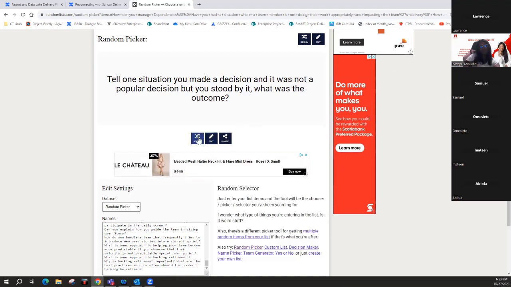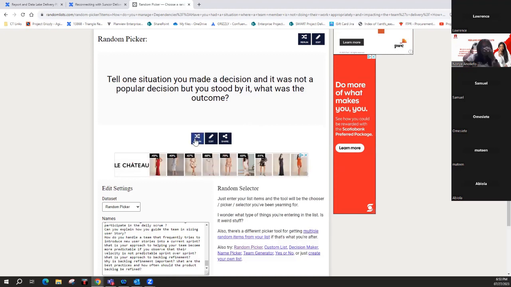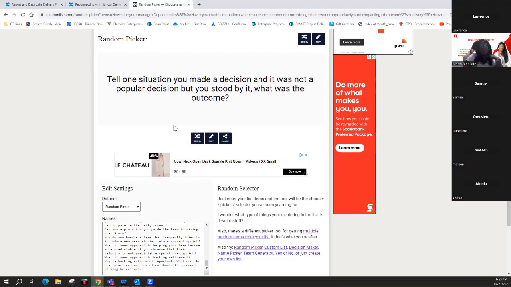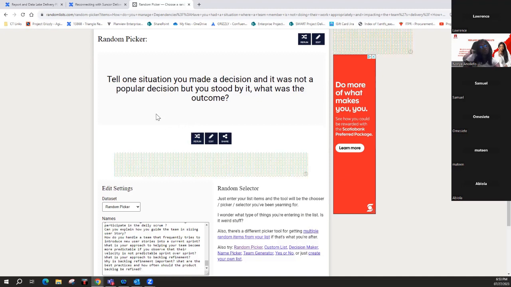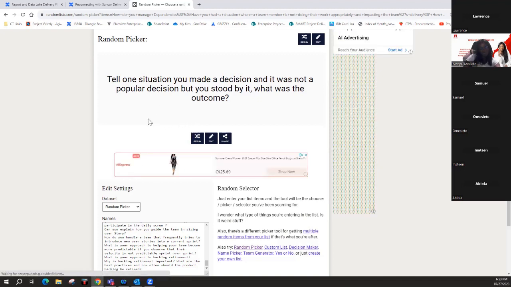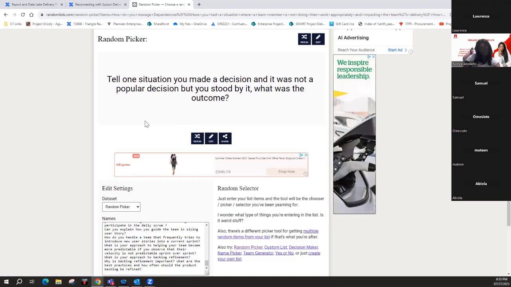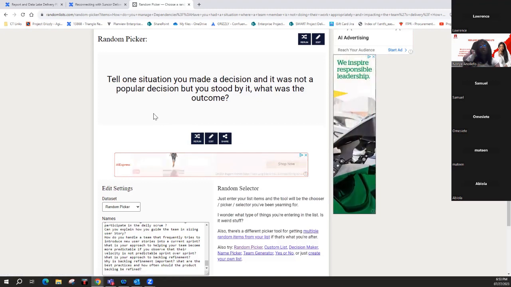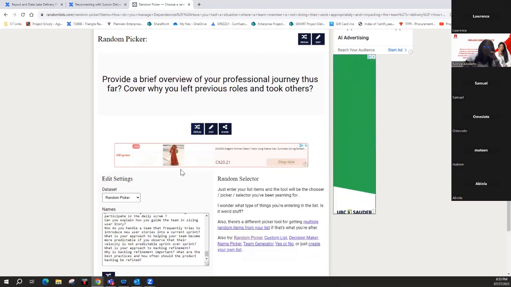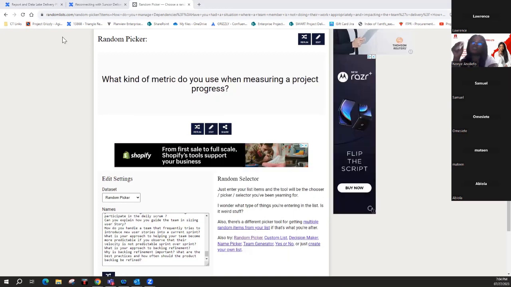So I would say look for situations. You've also done things like that in various ways in your job. Look for real things. This is something I've told you: talk to other Scrum Masters, book one-on-one Scrum Masters, coffee chats, ask them questions. You will learn from them. Any questions there? Okay, so what kind of metric do you use when measuring a project's progress?